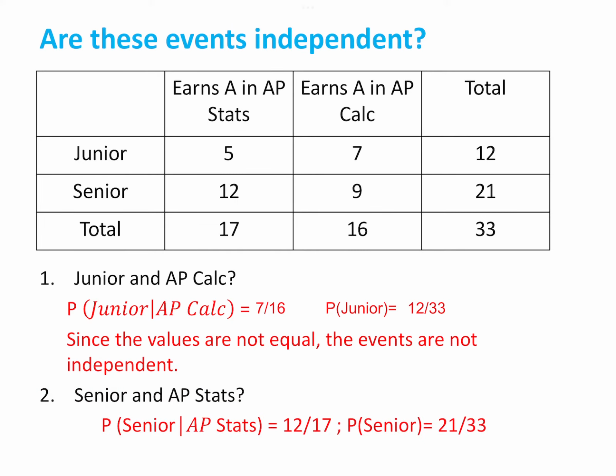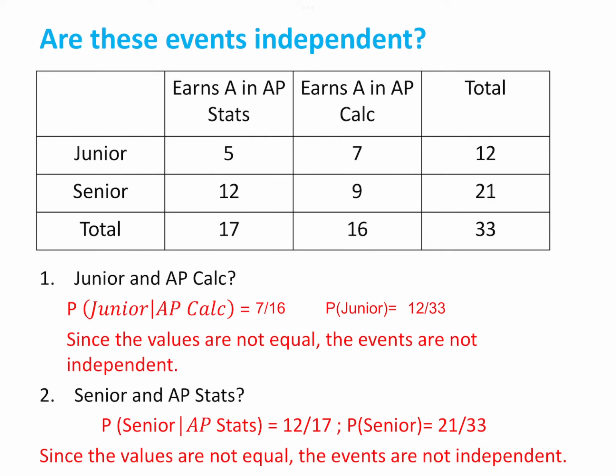Senior and AP Stats, again, I did the probability of senior given AP Stats, which was 12 out of 17, and then that had to match the probability of senior, which is 21 out of 33. Again, they are not equal, so therefore those are not independent. So that is how it works if you are asked whether two events are independent and you have to give proof if they are or not.